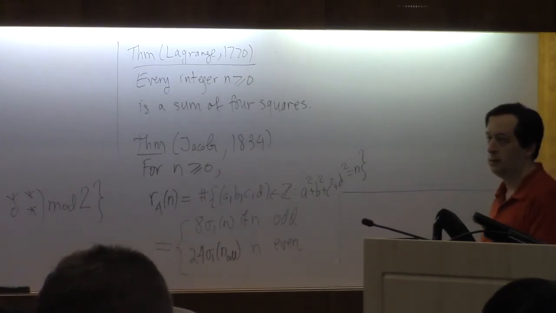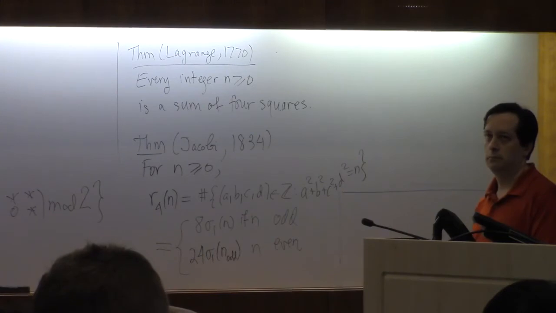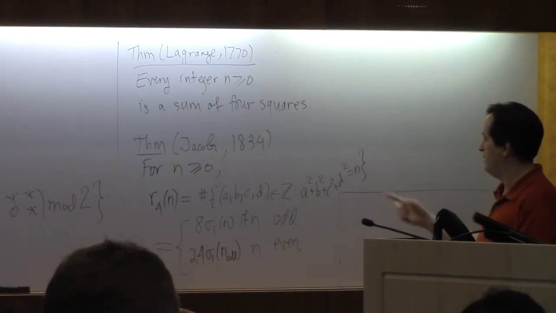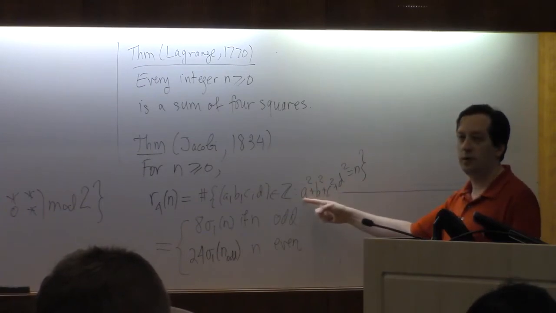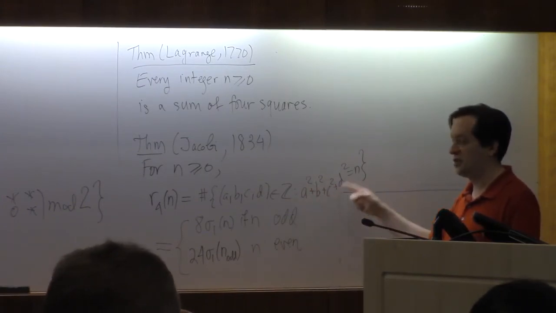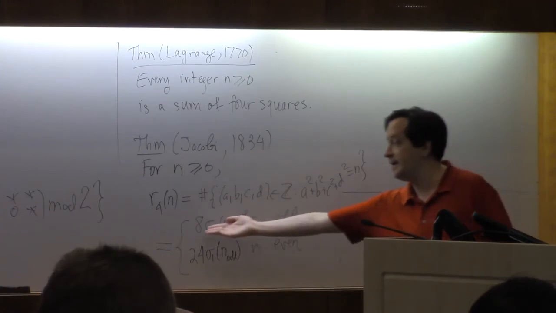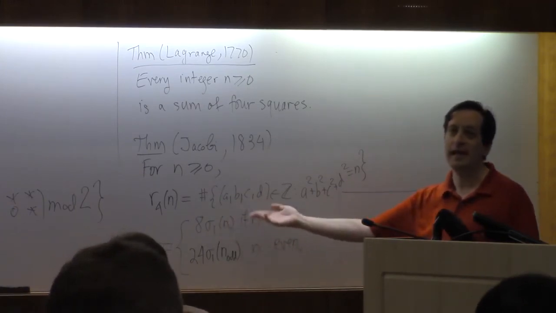For example, let's try n equals 1. I want to write 1 as a sum of four squares. Well, three of the terms are going to be 0, and one of them will be plus or minus 1. So it's 2, 4, 6, 8. It's 8 choices. And 8 times sigma 1 of 1 is 8. It works.